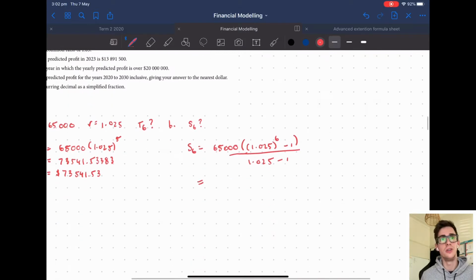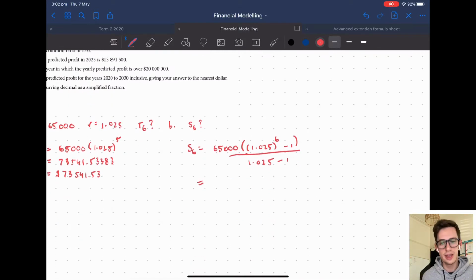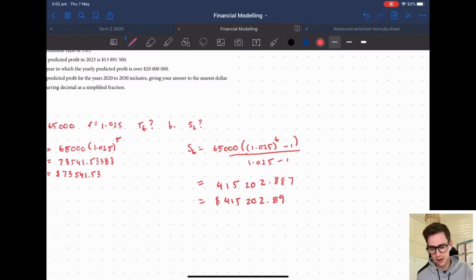Pop that into your calculator and you get an answer of, I'll do it just as the raw number first, $415,202. I believe that, I can't even read my own writing, how dismal is that? 887, which we're going to round, always rounding money, okay? You can't give a messy answer. $415,202.89. And that's her total for the last 6 years.